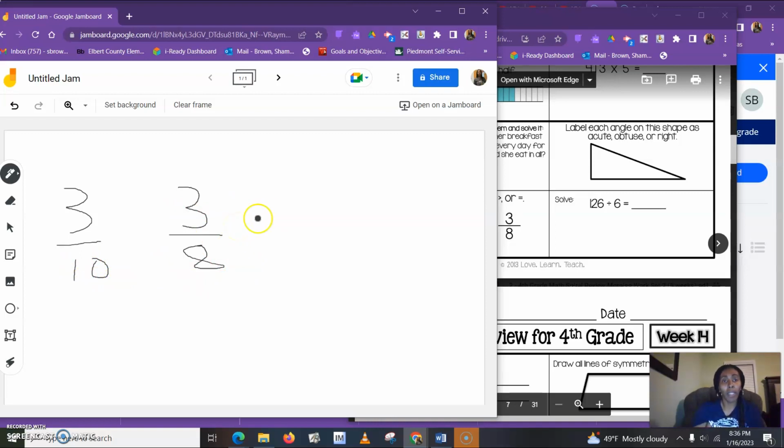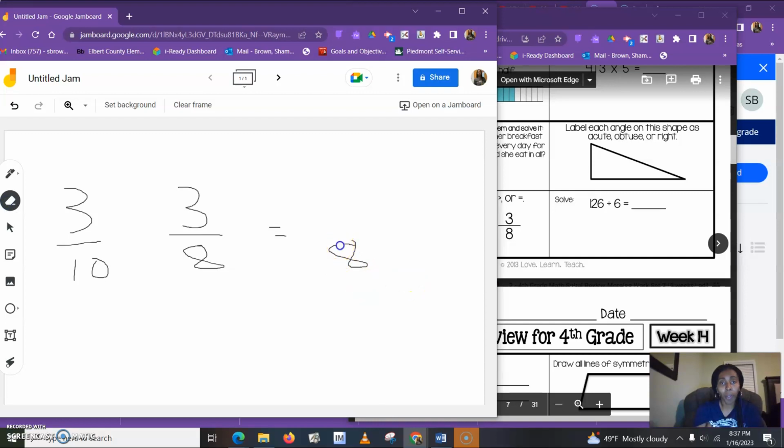But in order to find a common denominator, you have to see what two multiples these have in common. So we know that the first multiple that would be in common with 10 and 8 is 80, because if you multiply 10 times 8, you get 80. And if you multiply 8 times 10, you get 80. So the least common multiple of 10 and 8 is 80. So that means I know my new denominator is going to be 80 for both of these.